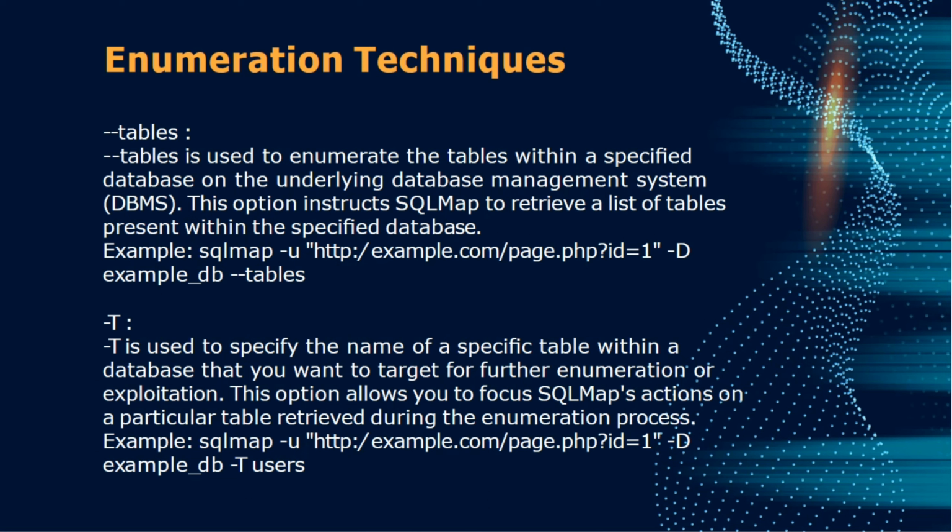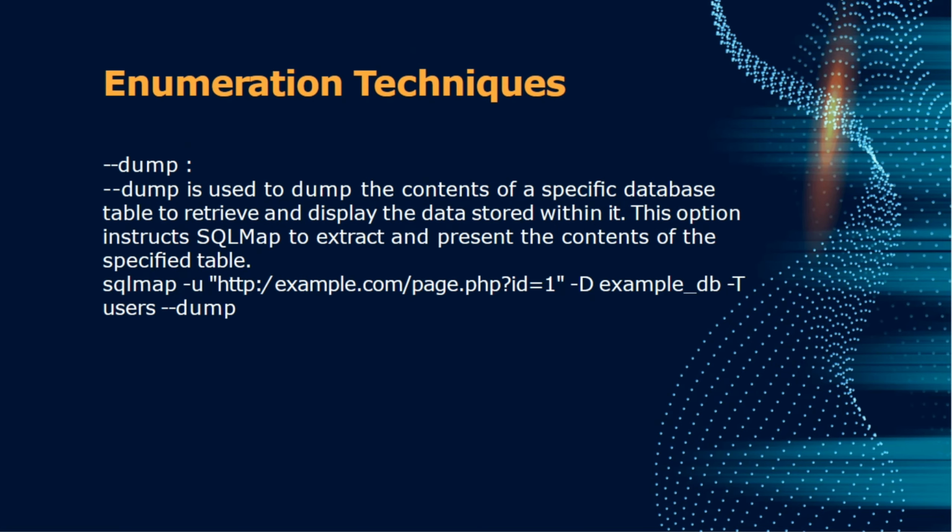-T is used to specify the name of a specific table within a database that you want to target for further enumeration or exploitation. --dump is used to dump the contents of a specific database table to retrieve and display the data stored within it.